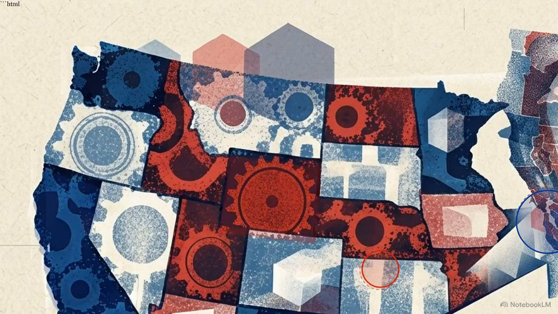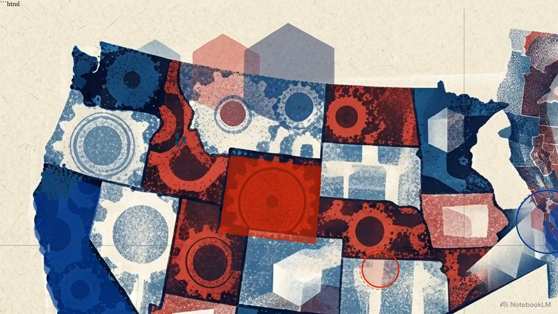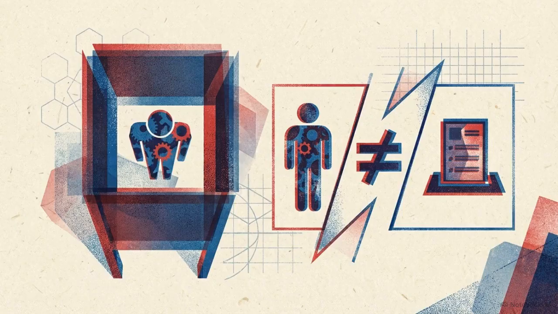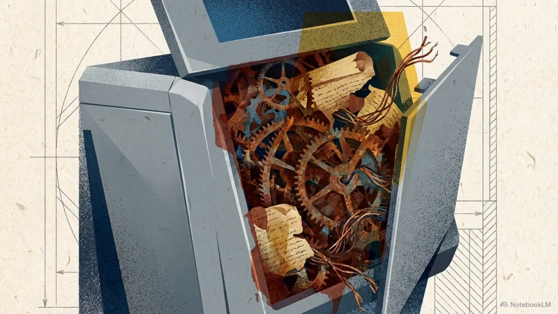A House tiebreaker operates on bizarre mechanics. Each state gets exactly one equal vote. Under these rules, a tiny population like Wyoming suddenly wields the exact same presidential power as New York or California. In these edge cases, the process strays far from the ideal of one person, one vote. It exposes the fragile 18th century wiring operating right beneath the surface of modern elections.